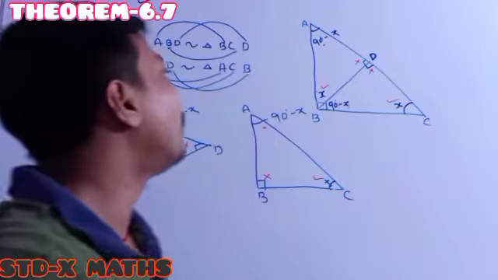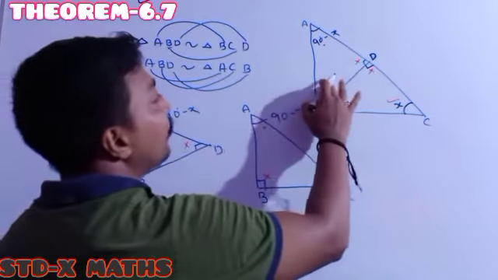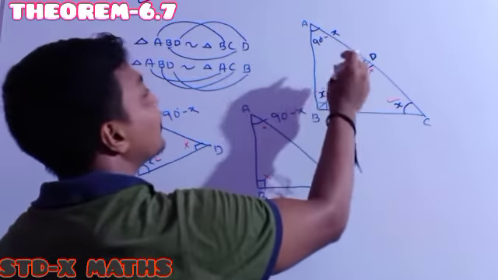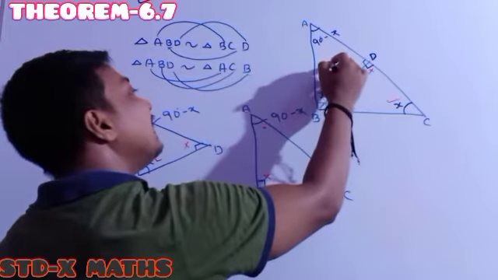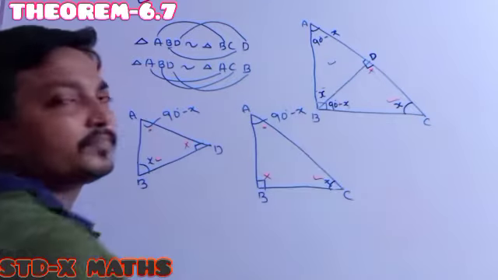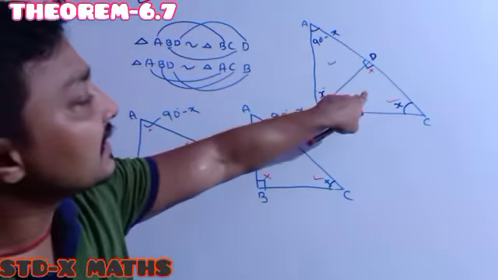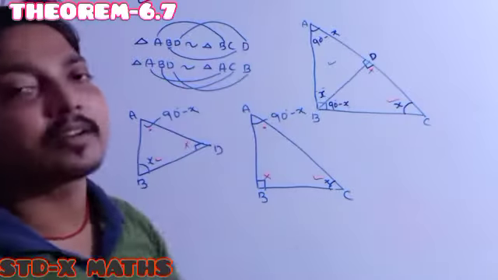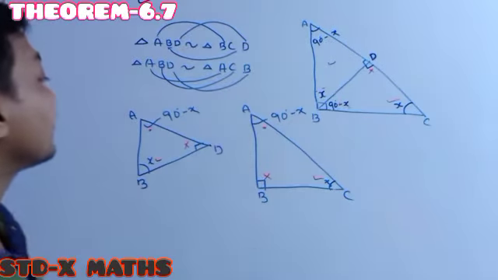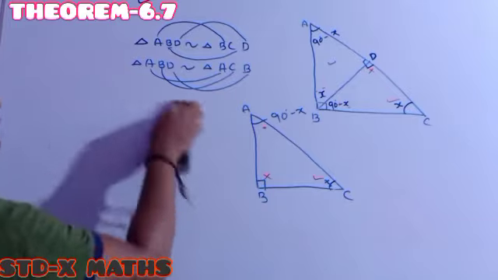Okay? So in the second case, we did the comparison of the similarity of this little triangle with the larger one. Now I am showing how this little triangle and the larger triangle are similar. See carefully.